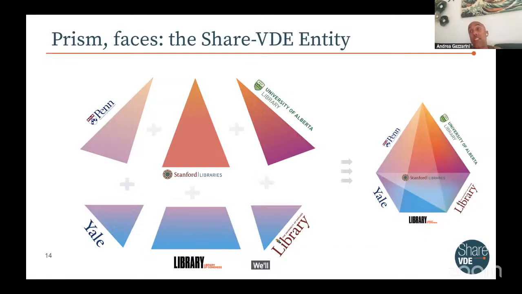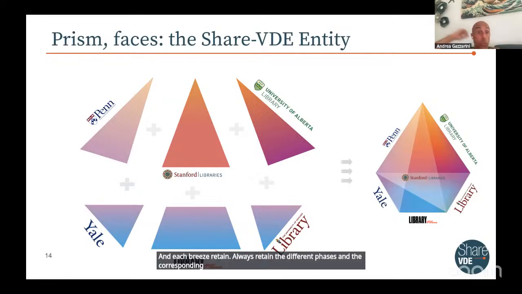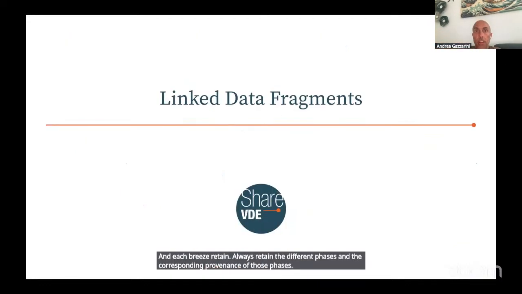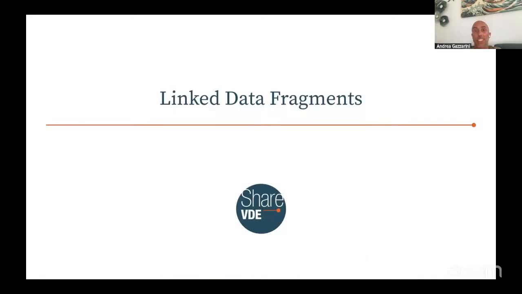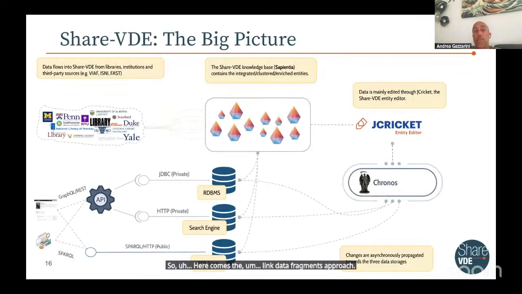Shared VDE, the system, gives a URI to each prism, and each prism always retains the different phases and the corresponding provenance of those phases. So here comes the linked data fragments approach. So this is the big picture of Shared VDE, how it works.